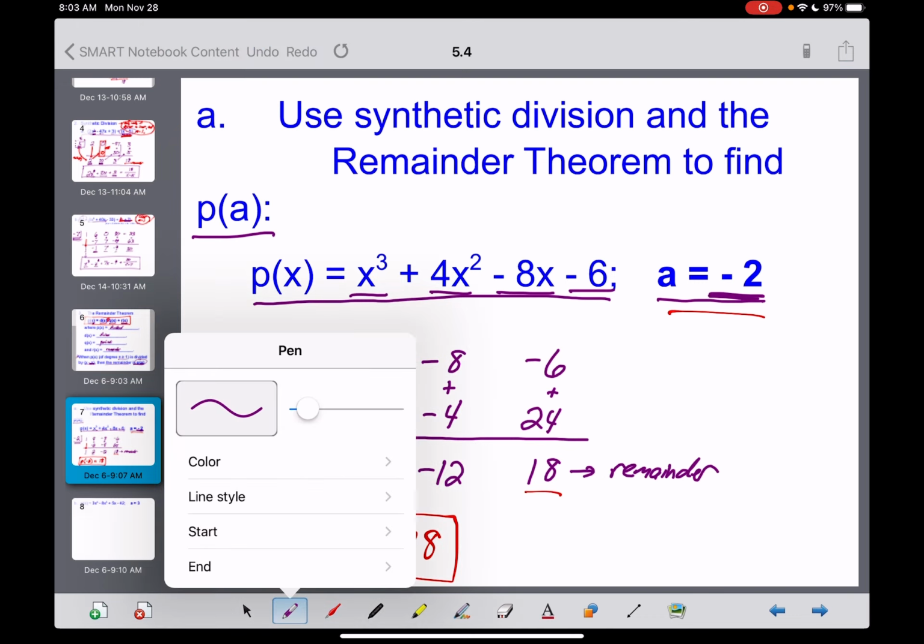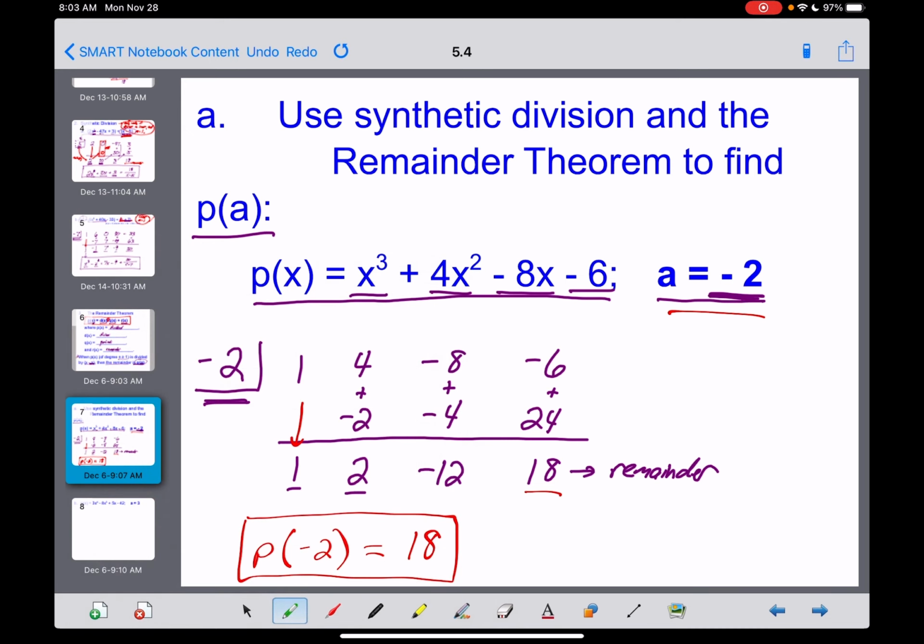I'm going to switch to another color here. Let me go to green, I think. And let's see what happens if we had just gone straight forward here and wanted to evaluate p of -2. We would just put a -2 in everywhere there was an x in this original polynomial, and let's see what happens. -2 cubed means -2 times -2 times -2, that's a -8.